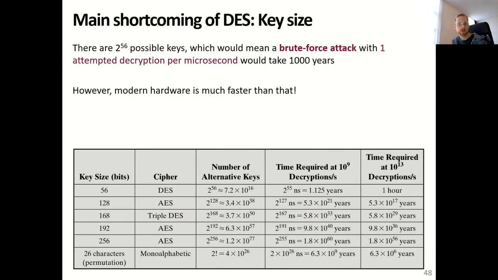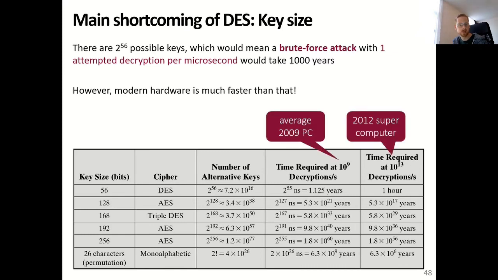So let's say we would brute force this key. There are 2 to the 56 possible keys. If we attempt one decryption per microsecond, it would still take about 1000 years. The problem, however, is that modern hardware is much faster than that. If we look at regular computers around the year 2009, more than 10 years ago, they would be able to crack DES in about 1 year. A 2012 supercomputer would be able to do this in 1 hour. And modern computers from the 2020s do this in even less time.